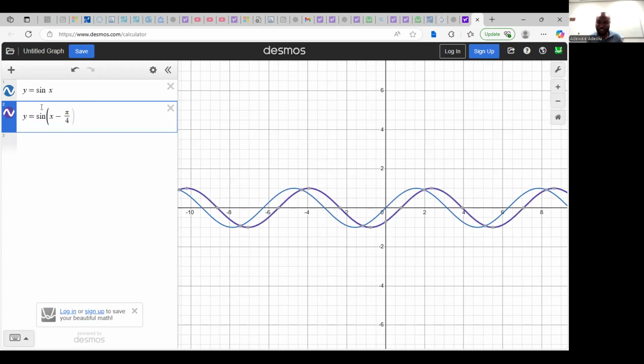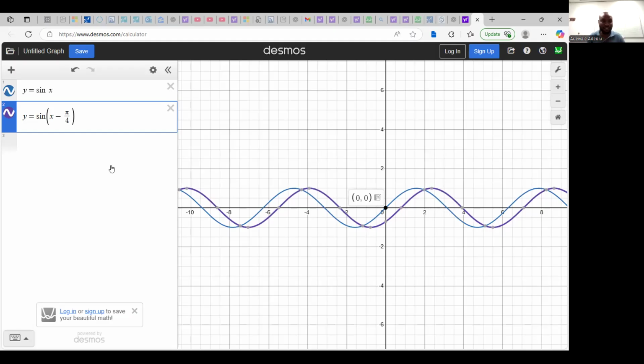Then what do we observe here? We see that our sine of x is this column, whatever that color is, a blue, and this is purple, I believe. Now, if we compare the two, you will see that instead of this starting from this point, 0, 0, now we have the purple starting from here. It has been shifted to the right by pi over 4.